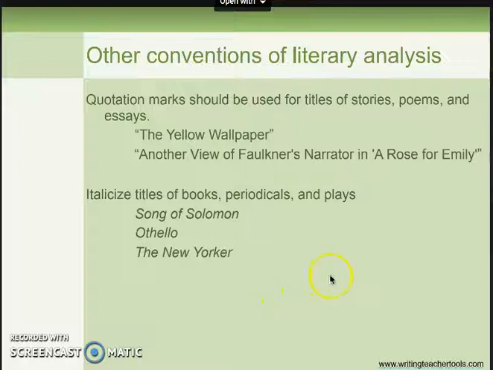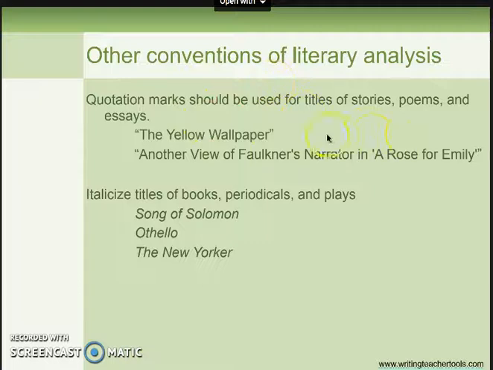Okay, whenever we have the titles of any story or poem or essay, titles of those types of documents are always in quotation marks. And anything that is a longer length work, so books, periodicals, plays, are always indicated with italics. The thing I like to tell people is big things get italics. Little things that live inside big things get quote marks. So you would have, remember, "The Yellow Wallpaper" is in an anthology. It's in a big book, right?